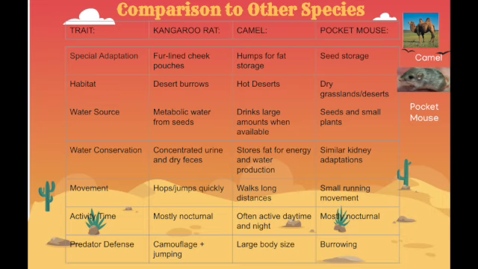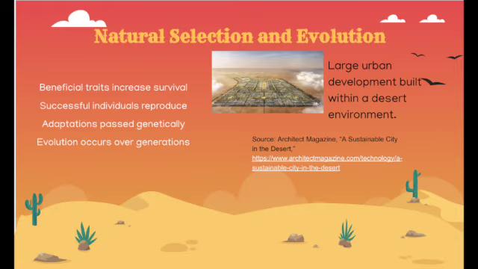This chart also highlights how different adaptations improve survival depending on an organism's body, structure, habitat, and evolutionary history. These adaptations developed through natural selection over many generations. Individuals with beneficial traits such as better water conservation or faster movement were more likely to survive and reproduce, and these traits were then passed genetically to offspring through inheritance.